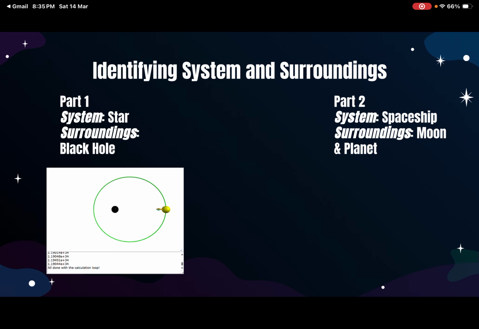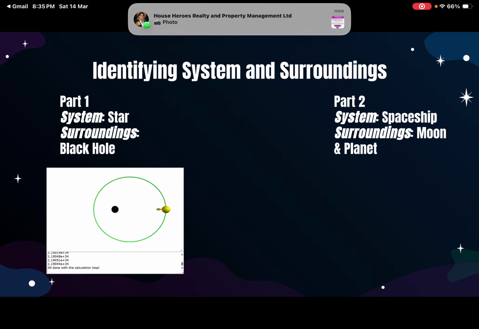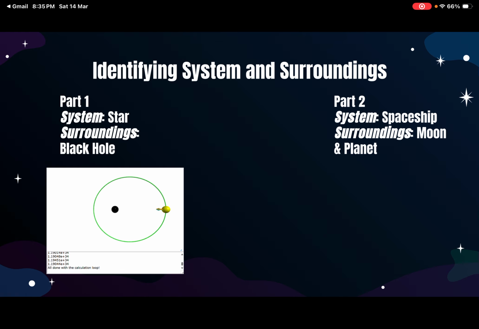Using the calculated force and the distance between the star and the black hole, we were able to estimate the mass of the black hole. This part of the lab demonstrated how astronomers can determine the properties of objects that cannot be observed directly by studying the motion of nearby objects like stars.